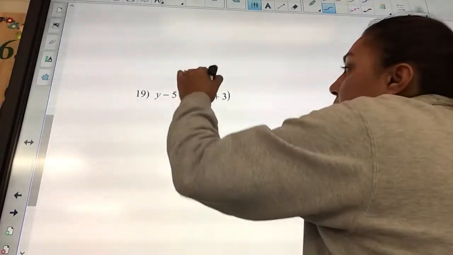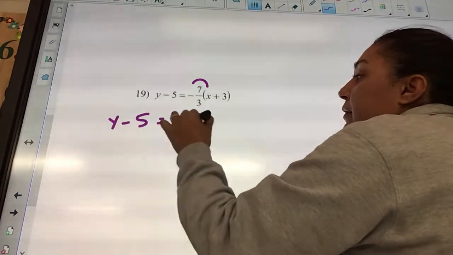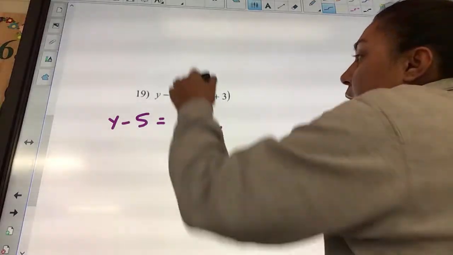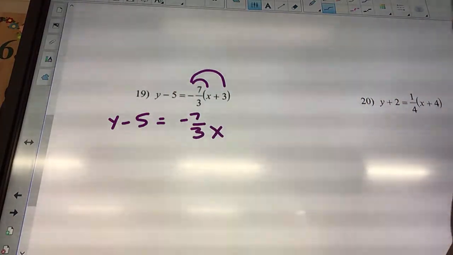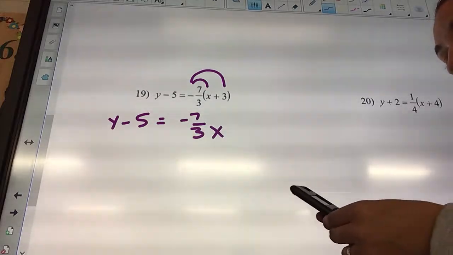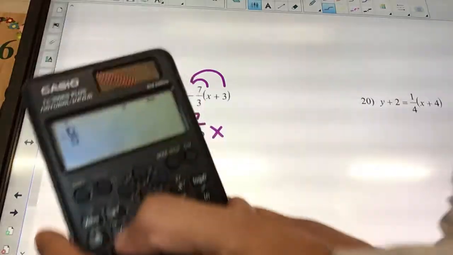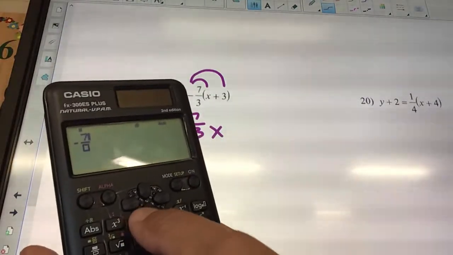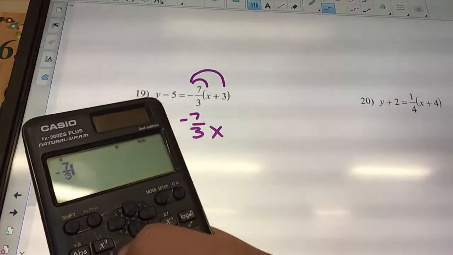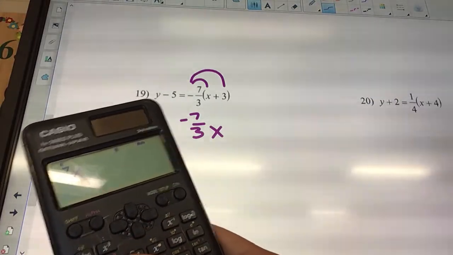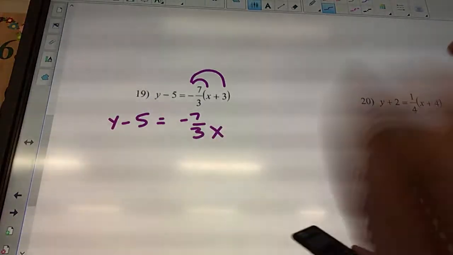So our first step is going to be to distribute. So I got y minus 5 equals negative 7/3 x. Okay, and now we're going to say negative 7/3 x times 3. Okay, and I'm going to do it on the calculator and I'll show you. So you're going to hit negative, the fraction button, okay? And then we're going to type in 7, down arrow, 3, hit the over, and you're going to say times 3. Okay, and I got negative 7.